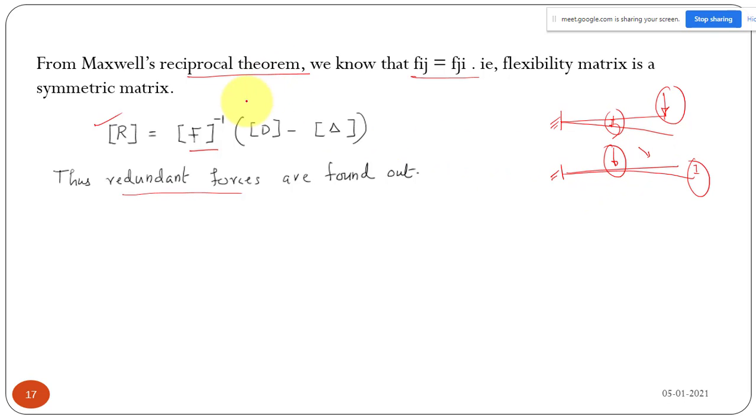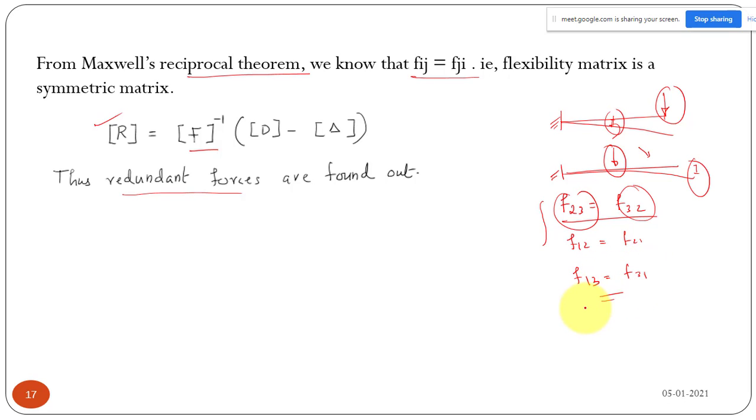By using that condition, I can say that F23 means deflection at 2 due to load at 3, and F32 means deflection at 3 due to load at 2. F23 will be equal to F32. Similarly, F12 will be equal to F21, and F13 equal to F31. All those terms will be equal. We will see that in numerical examples also, and we will find that this is always equal.